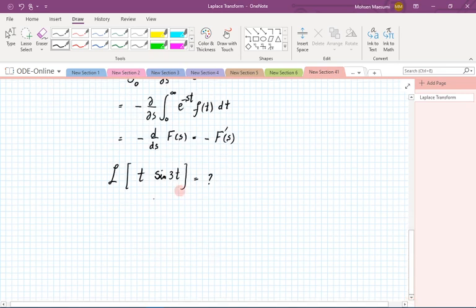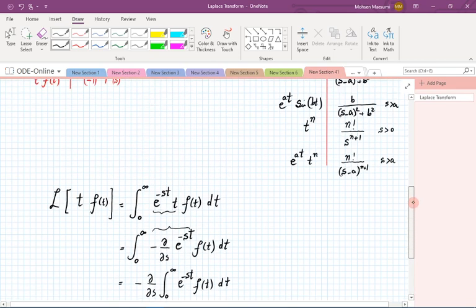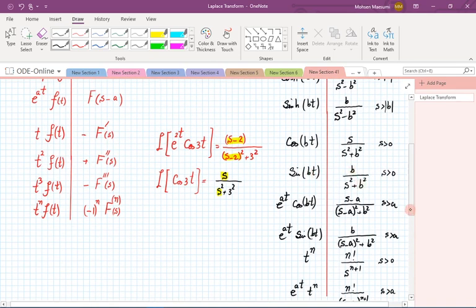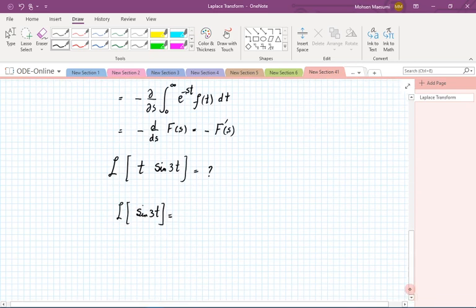The answer is, you start with that expression without t. Well, what was that? Sine. Of course, by now you better know it by heart. So this is 3 over s squared plus 3 squared. Let me just write it as 9 for now.